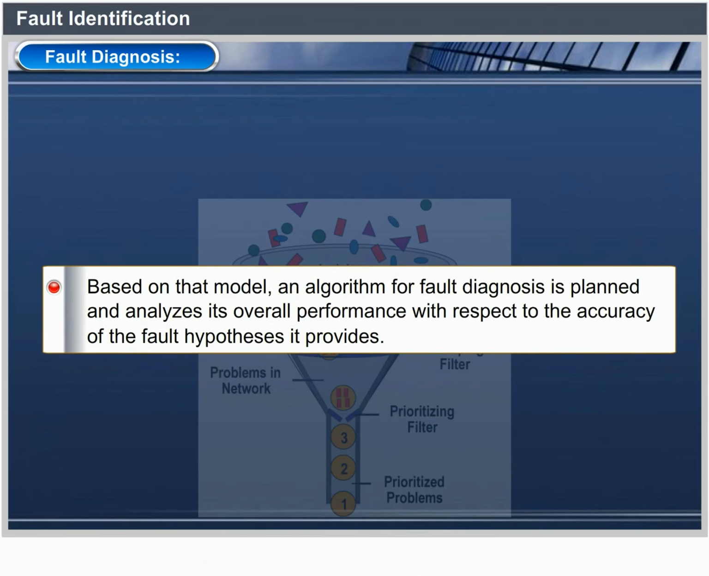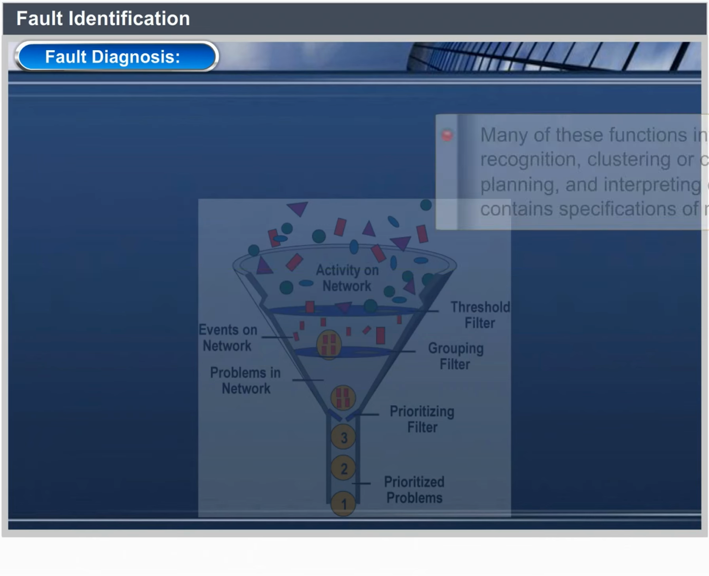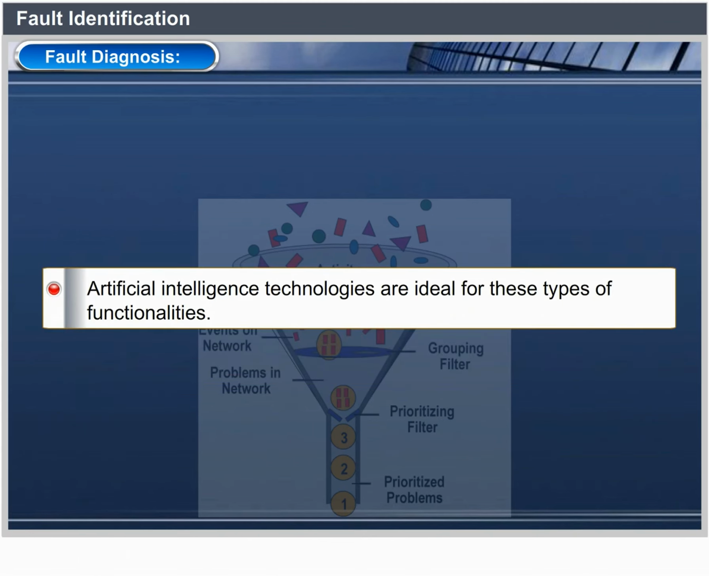The more complex processes of fault management include alarm filtering and correlation, fault identification, and correction. Many of these functions involve analysis, correlation, pattern recognition, clustering or categorization, problem solving, planning, and interpreting data from a knowledge base that contains descriptions of network elements and topology. Artificial intelligence technologies are ideal for these types of functionalities.